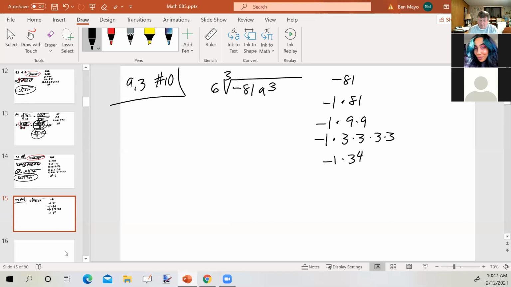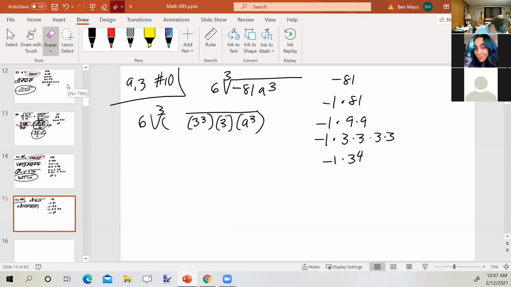Okay, now my index is a 3, so I want cubes or leftovers. So I'm going to get 6 cube roots of negative 1 times 3 cubed times 3 times a cubed. Let me write that a little bit clearer. Okay, so this got a negative 1. All right. Any questions where I got the stuff that's inside the radicand? Okay, here we go. So I've got a 6 outside.